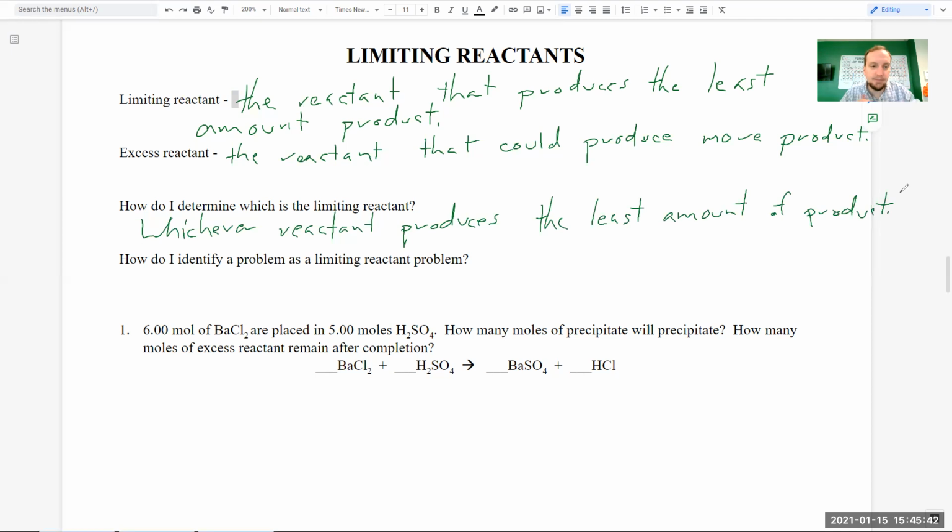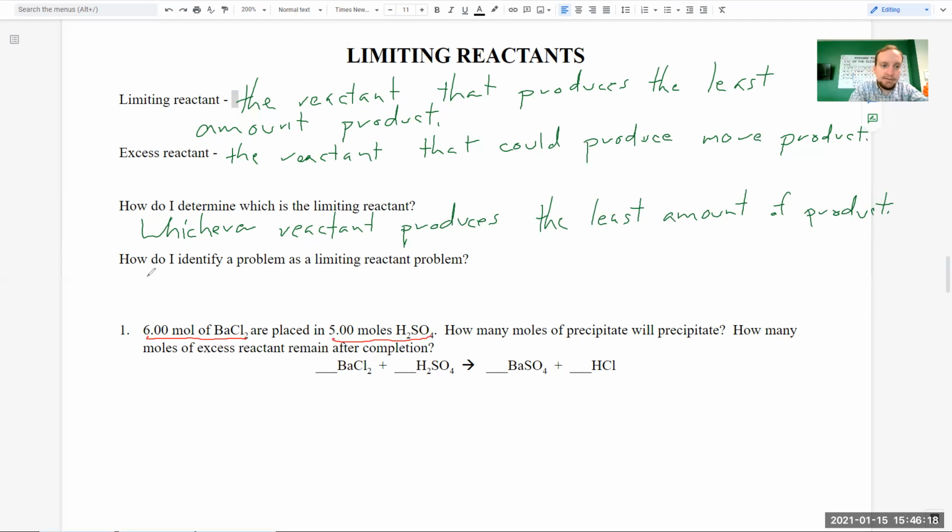Now, how do I identify a problem as a limiting reactant problem? I want to draw your attention down to number one. We have this many moles of barium chloride and this many moles of sulfuric acid. At no point in Unit 7 have we ever been given a problem where we have two starting points. We're typically given one number, unit, and compound to begin with, and they tell us to convert into something else. In a limiting reactant problem, you're going to be given two starting points because we have to do two calculations in order to compare the same amount of product. So that's how we're going to be able to figure that out.